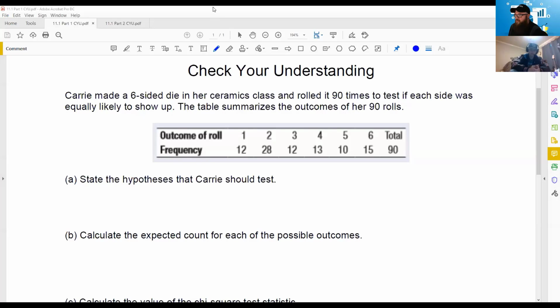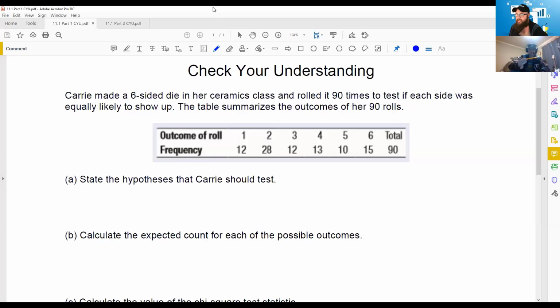Okay, so on this one, we start out with the statement: Carrie made a 6-sided die in her ceramics class and rolled it 90 times to test if each side was equally likely to show up. Then you have a table here that summarizes the outcome.